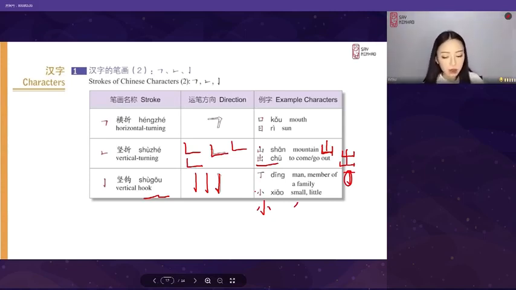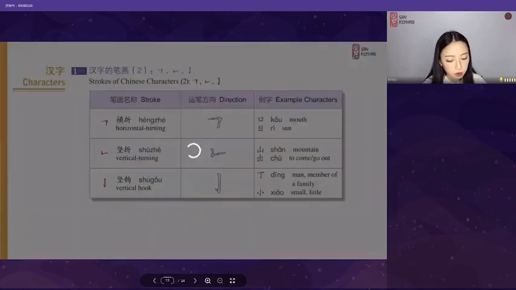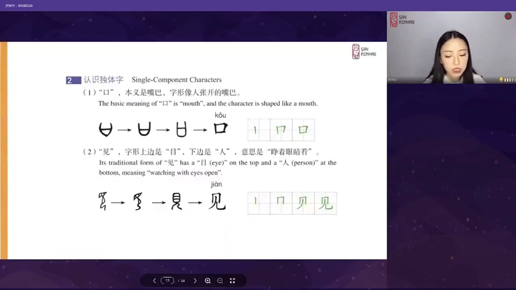Now, these are the three strokes we are going to learn today. We've already learned them. The first one is 横折. Next one is 竖折, vertical turning. This one is 竖钩, vertical hook. Now let's move on to our new part, which is the single component characters.